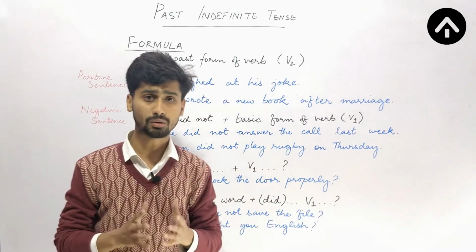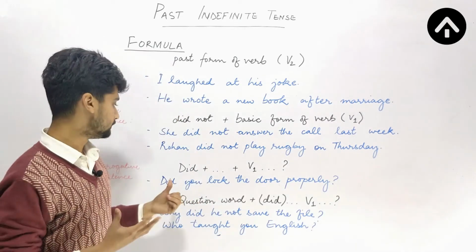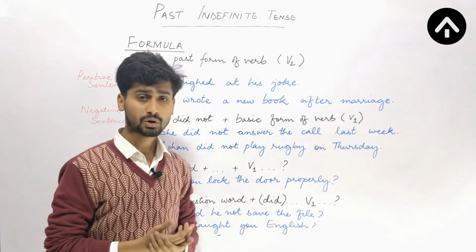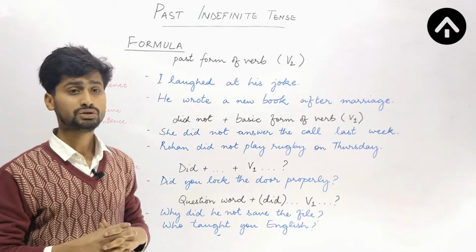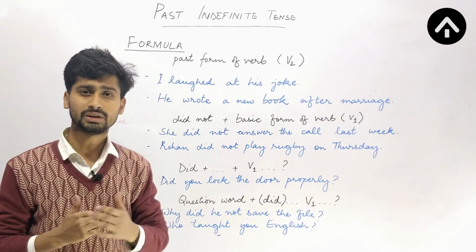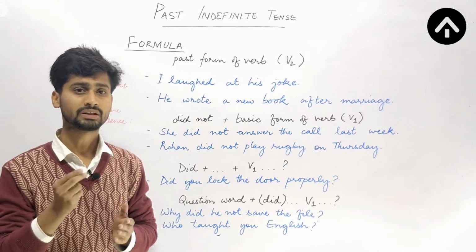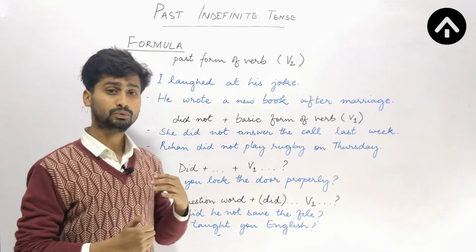So this is a very common mistake that most of us make in our day-to-day life. We say sentences like, did you locked the door properly? So that will be grammatically incorrect. Okay. Did you watched this movie? So that will also be incorrect. So keep it in mind that whenever we are using the word did, we will be using the first form of the verb.